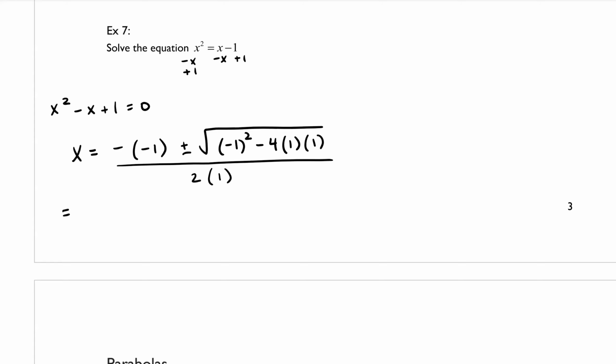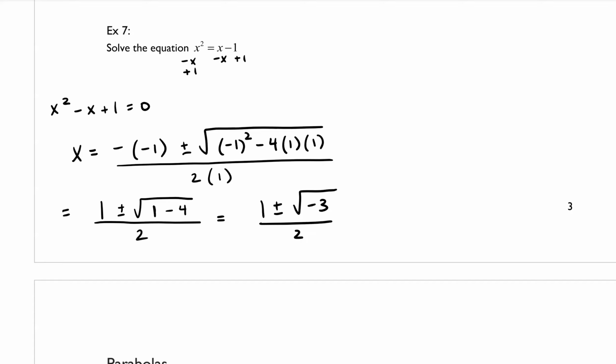So -1 times -1 is +1. -1 squared is 1. And then if I simplify that multiplication, -4 times 1 times 1 is just -4. I keep making my square root symbols too long. Okay, and then our denominator is 2. Now if I simplify that, I get 1 plus or minus the square root of 1 minus 4 is -3, all over 2.